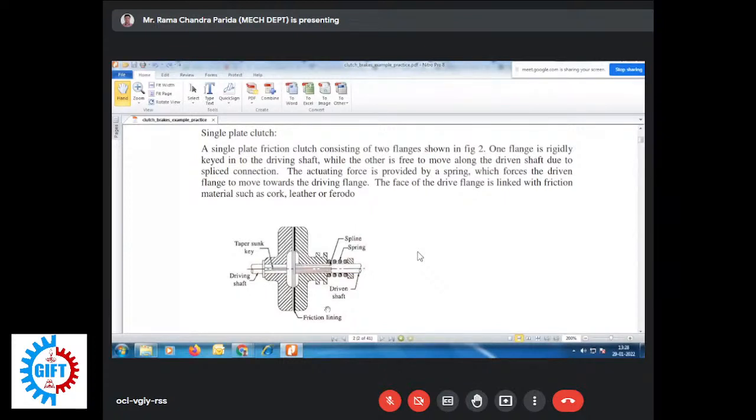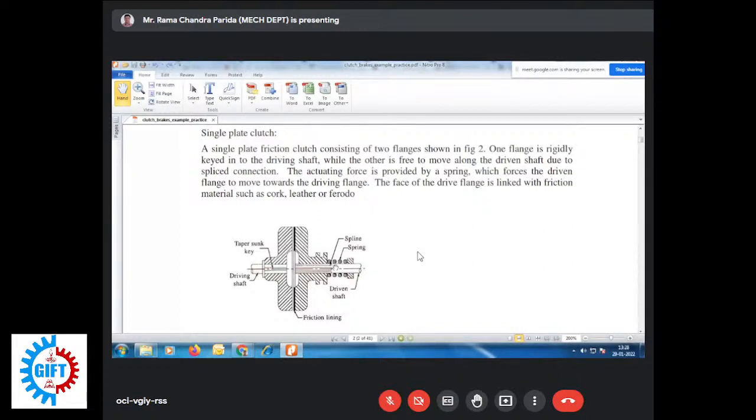Yes, sir. And the right part of this flange, the head portion, is shown in this diagram. Two halves are there. The first half is connected to the driving shaft, the second one is connected to the driven shaft. Okay. And the actuating force is provided by a spring.